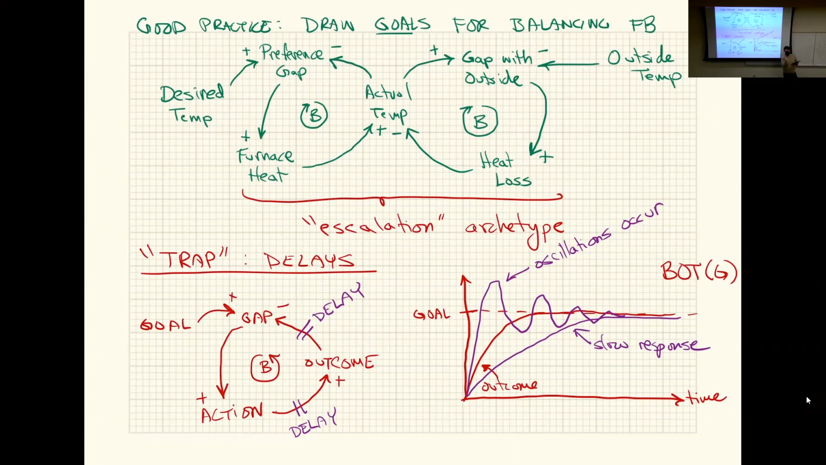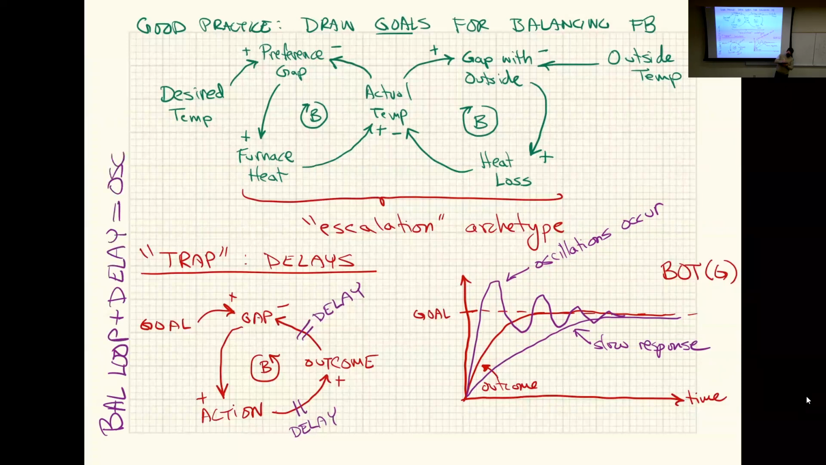And it's matched to the particular delay in how long it takes for the sound to get from the speaker to the microphone. You have to compensate for that if you're an audio engineer. So there are cases where these oscillations can get really bad, but in many cases, you just get this ringing behavior that dies down over time. So balancing loops with delays. That's our trap: balancing loop plus delay can give you oscillations.